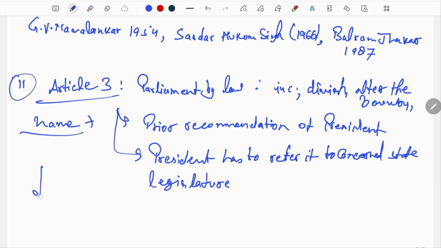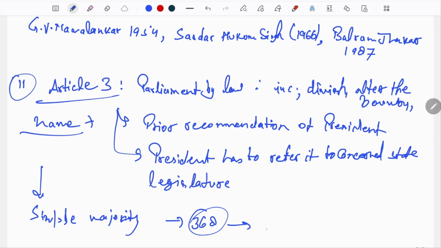Parliament does it by a simple majority, and anything done under this Article 3 is not to be considered as an amendment under Article 368, which is mentioned in Article 4. And note that in case of a union territory, the president does not require to consult the legislature of the union territory. Parliament can do it on its own.